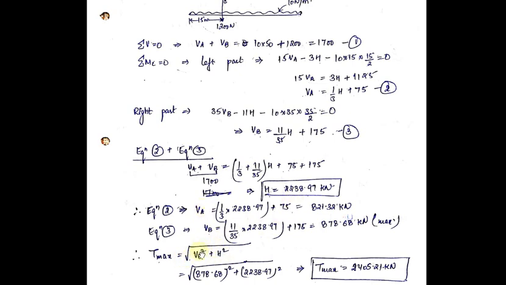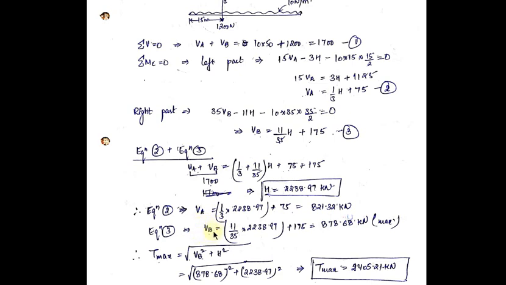Now we know the values of VA, VB and capital H. After putting the values of VB and H, we can find out the value of Tmax. In the equation of Tmax, we know that it is under root of the square of the vertical reaction plus square of the horizontal thrust. The horizontal thrust at both the supports is same. So whether we take the horizontal thrust at A support or B support, it will remain the same. Now for the vertical reaction, we will take that value which is the maximum of both the values. So amongst these two values, VA and VB, VB is the maximum value.